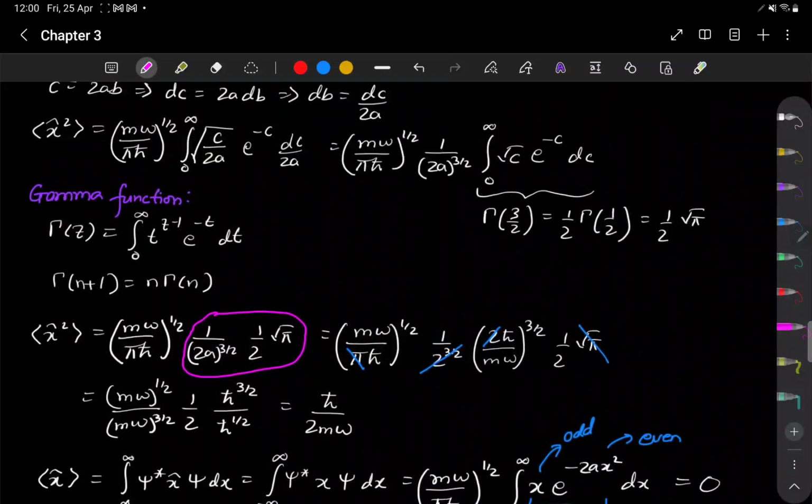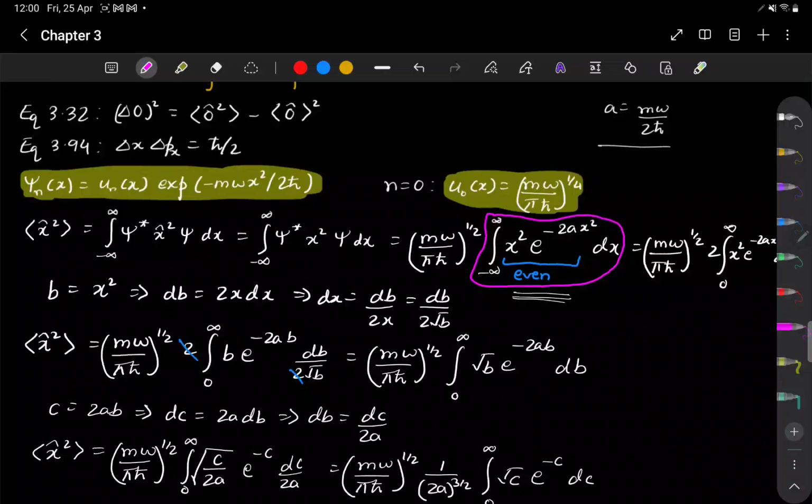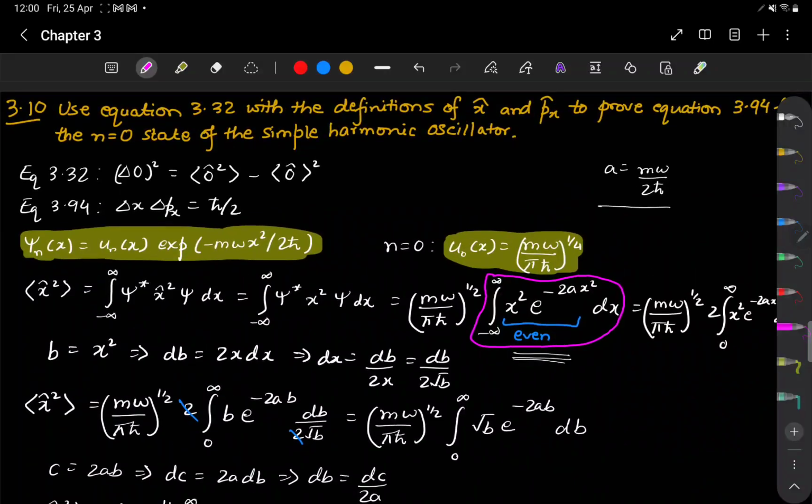So in this question we actually worked with the harmonic oscillator and found out the uncertainty relation for the ground state, which happens to be the minimum uncertainty product h cross over 2.